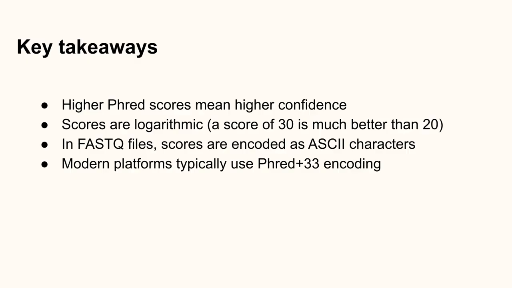Higher Phred scores mean higher confidence. Scores are logarithmic. A score of 30 is much better than 20. In FASTQ files, scores are encoded as ASCII characters. Modern platforms typically use Phred 33 encoding.